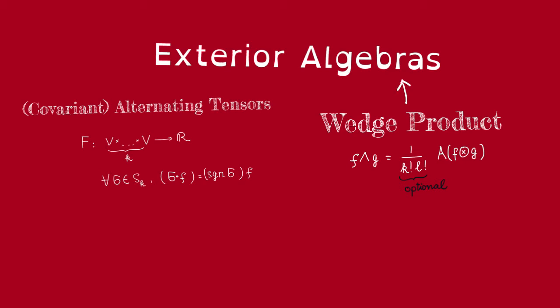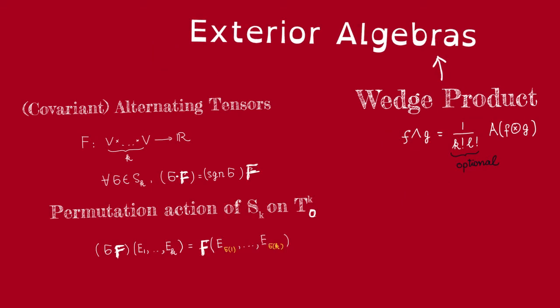In the specific case when these V are tangent spaces of a manifold, then these exterior algebras give us a lot of information about the manifold. Alright, so what are these alternating tensors? Well, to define them, we first want to define the permutation action of the symmetry group on the tensors.